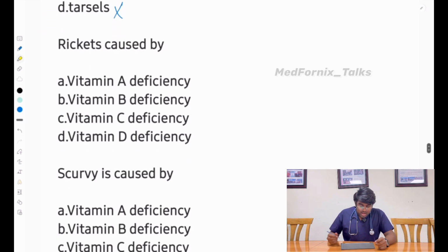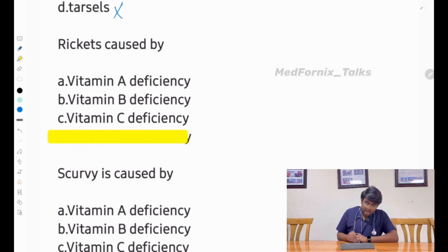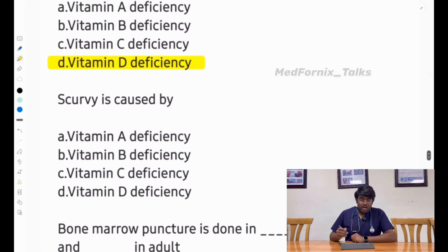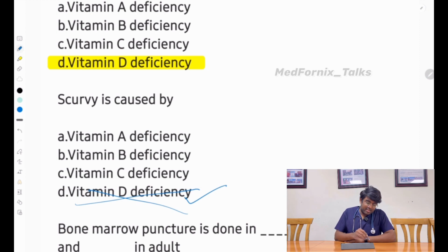Next question, rickets is caused by. I have taught this in the clinical anatomy section of your bones video. There is vitamin A, B, C, D deficiency. Rickets is caused by vitamin D deficiency. I have told you in class about this question. Next one, scurvy is caused by. You know that rickets is caused by vitamin D deficiency, so it will not be the answer. A, B, C. C is the answer. Scurvy is caused by vitamin C deficiency. Vitamin D deficiency causes rickets and vitamin C deficiency causes scurvy.